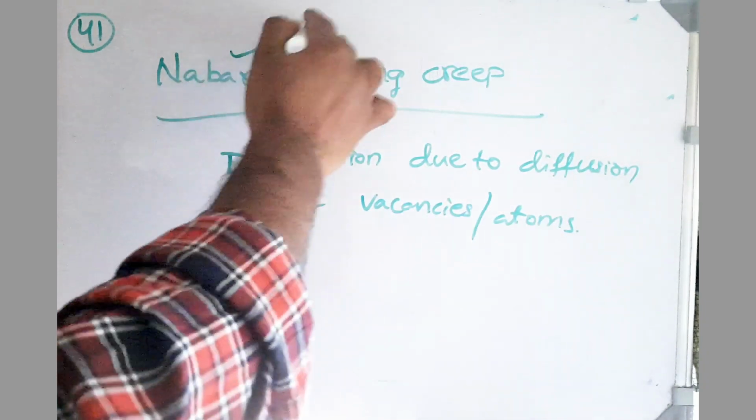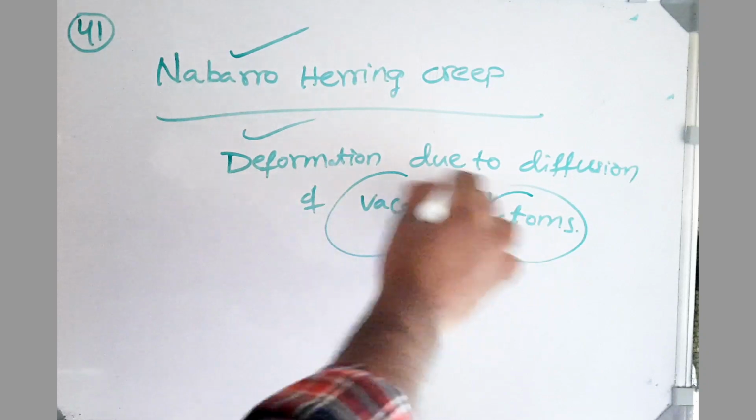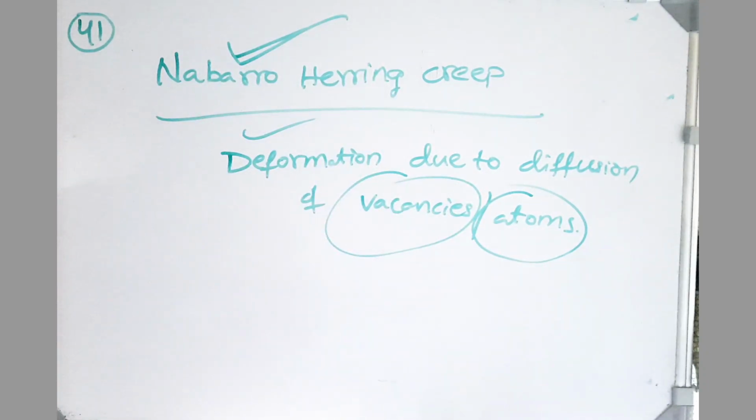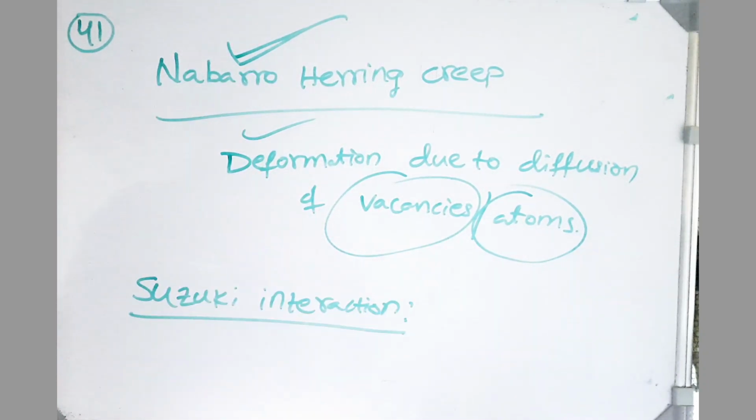Next, friends, Nabarro-Herring creep. This is a deformation due to diffusion of atoms or vacancies. This is a stress-assisted diffusion deformation. Suzuki interaction is reduction in energy by segregation of solutes to the stacking faults.